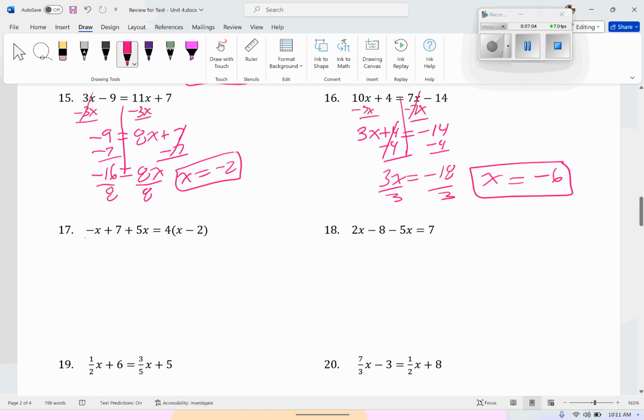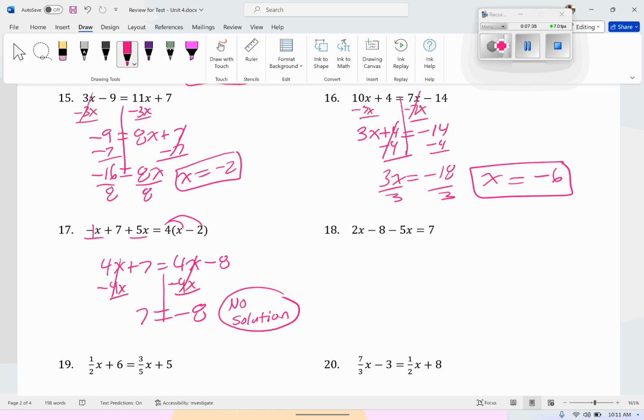Number 17, I'm going to combine these like terms first. So negative x plus 5x, that's negative 1x plus 5x is 4x plus 7. And then I'm going to distribute over the parentheses. So I get 4x minus 8. Now let's start doing it. I'm going to subtract 4x from both sides. Uh-oh, we just found that 7 equals negative 8. Is 7 equal to negative 8? No, it isn't. That's false. So that means we have no solution. That's your answer, is no solution.